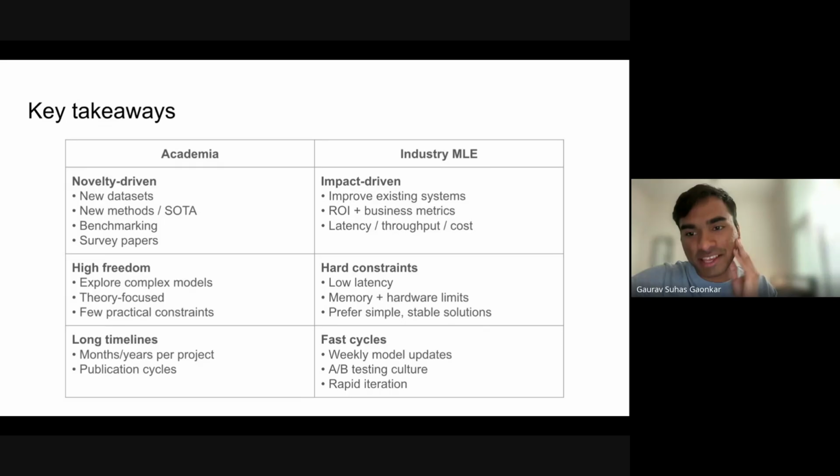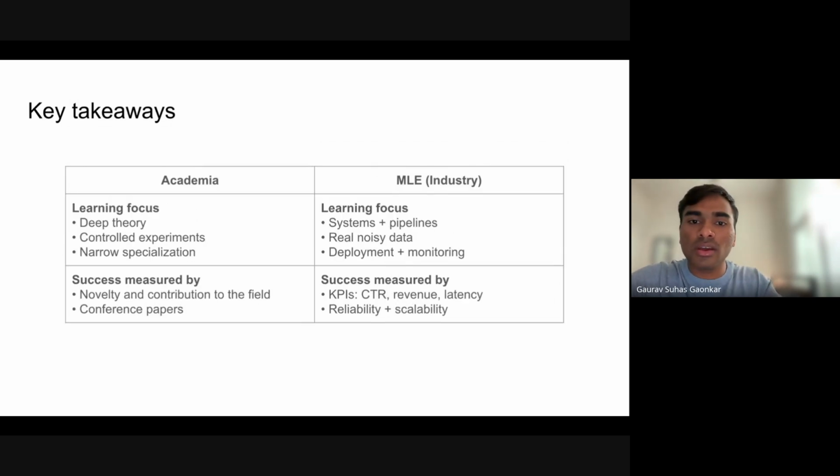Here the publication cycles are pretty important, whereas in industry there is a culture of try fast. It's okay if you fail, but then repeat, learn, and then repeat. It's very important that you understand this particular approach from the industry, that you have to quickly iterate on a problem. Finally, in academia the success is measured by novelty and the majority of your contribution in the field through papers. Here, the success is measured by the KPI, or how reliable a system you're building.